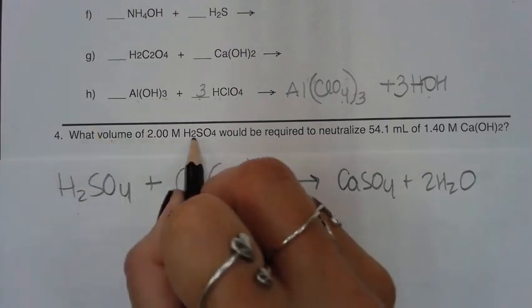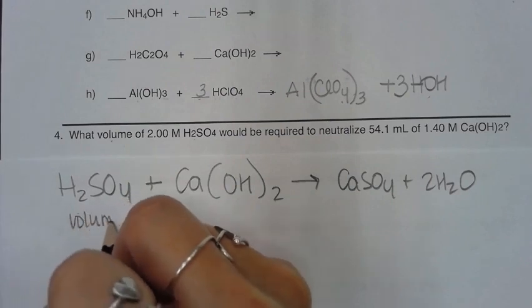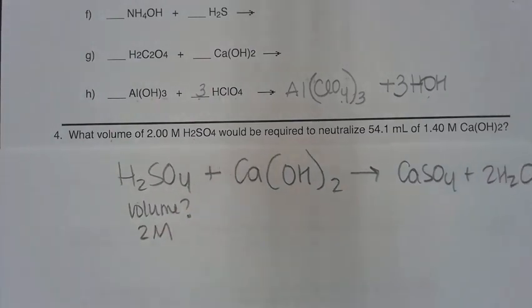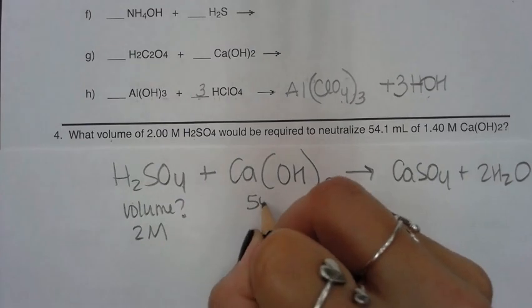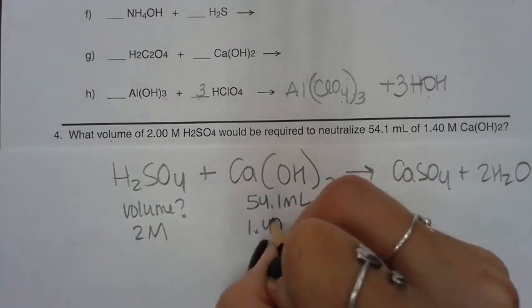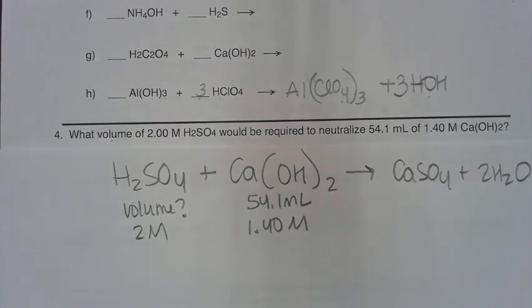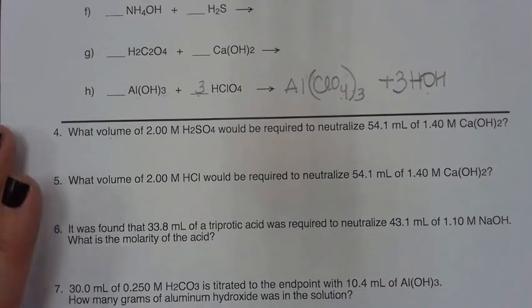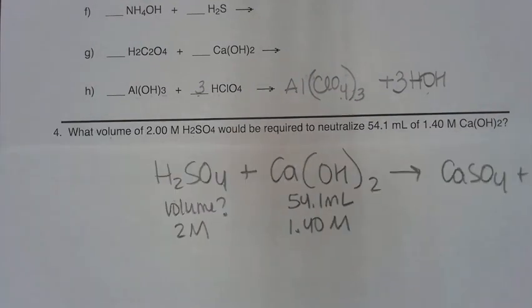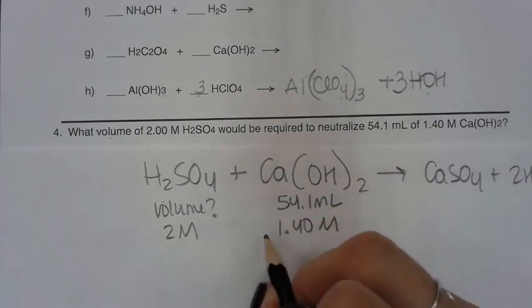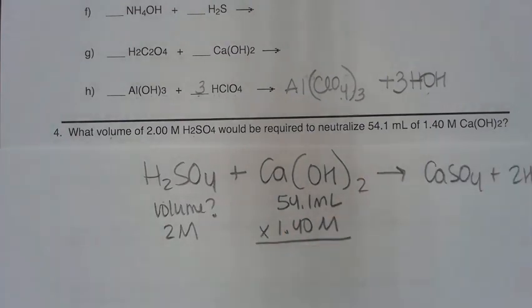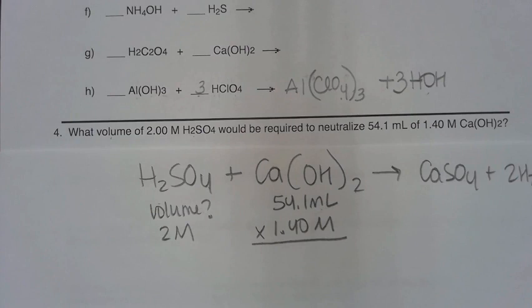What volume of the H2SO4, so I'm looking for volume, 2 molar, will be required to neutralize 54.1 milliliters of 1.40 molar? Looking familiar? This is solution stoichiometry again. But what's really nice about these, they don't ever throw in grams. So I'm going to start here. You can convert that to liters and that to liters if you need to, but I'm not going to do that anymore. I'm going to show you what we do in AP chemistry.